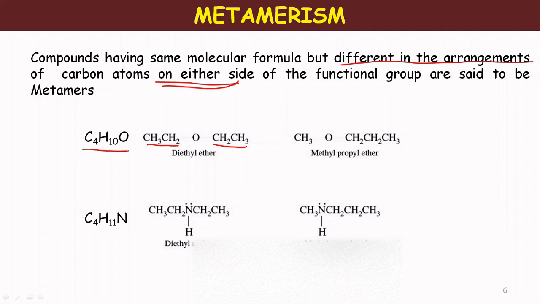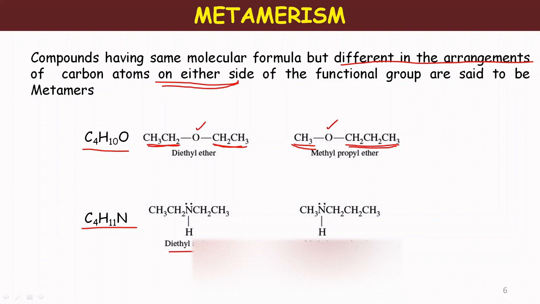See, for example, diethyl ether and methyl propyl ether. These two have the same molecular formula and the same functional group, but if you see the carbon chain length on either side of the functional group, in the diethyl ether case we have two ethyl groups on either side, and methyl propyl ether has a methyl group on one side and a propyl group on the other side. So these two are metamers. Similarly, for C4H11N, the compounds diethylamine and methylpropylamine are metamers.